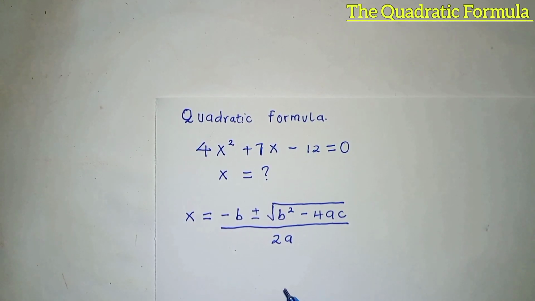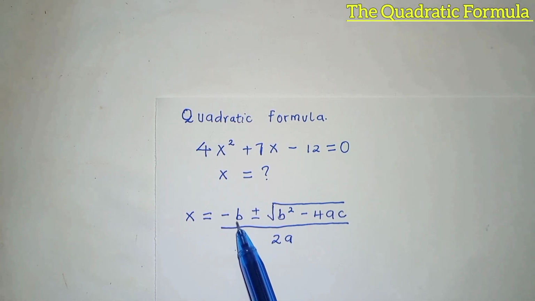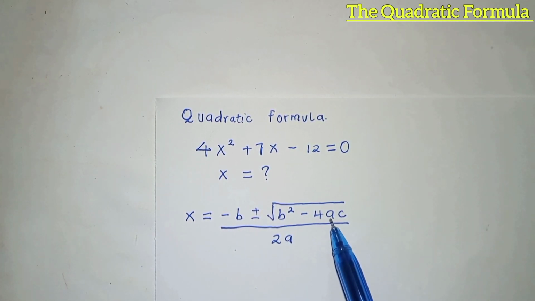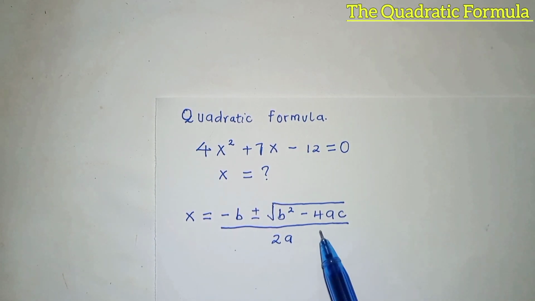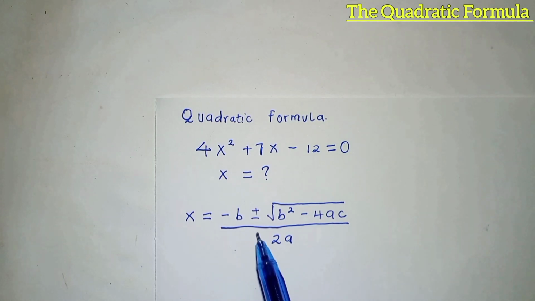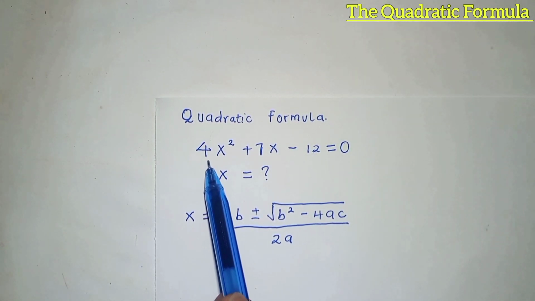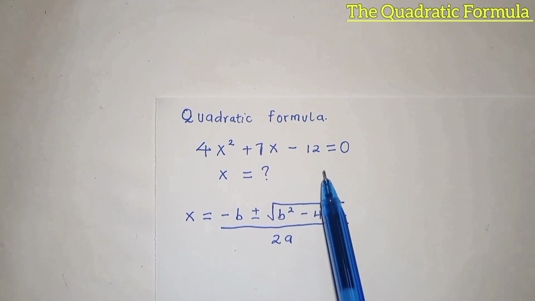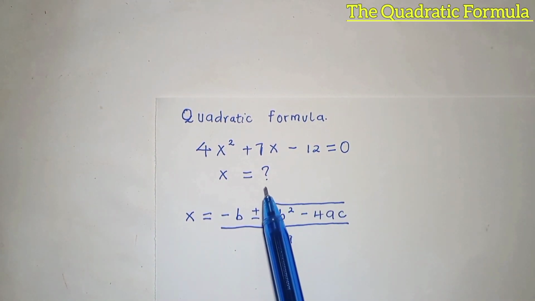Today's video is all about the quadratic formula, and it's the one down here, which goes like negative b plus or minus the square root of b squared minus 4 times a times c, everything divided by 2a. The quadratic formula is used to solve quadratic equations like the one we have here: 4x squared plus 7x minus 12 is equal to 0. Find the value of x.